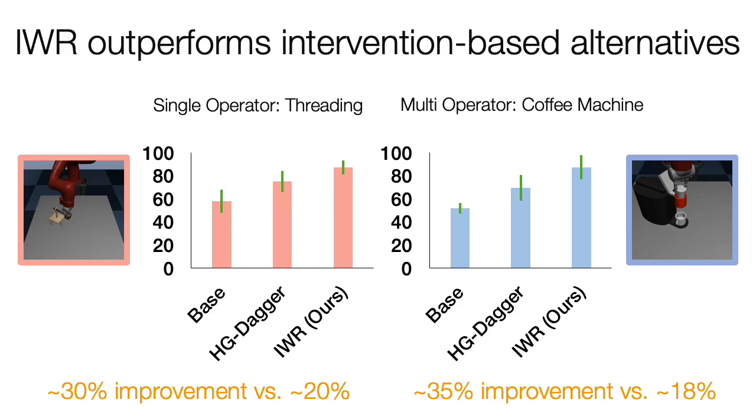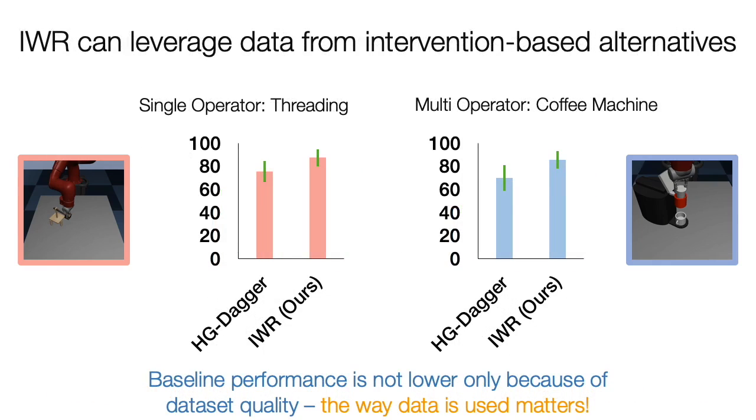IWR also outperforms other intervention-based alternatives, like HG-DAgger. We also showed that IWR can learn from data collected by HG-DAgger, resulting in substantial gains, showing that the way intervention data is used in training matters substantially.